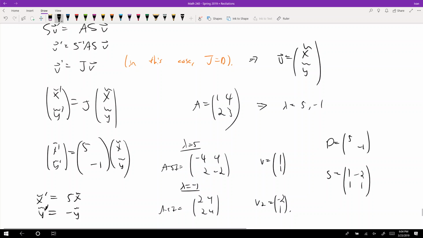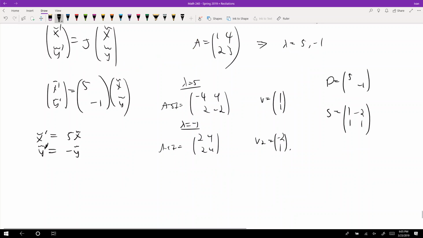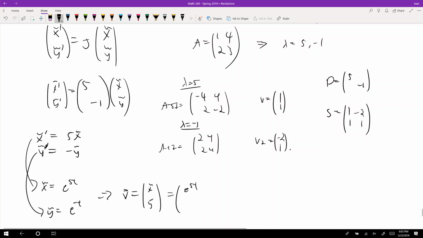So these are really easy to solve. What is X tilde going to be? E to the 5t, because if you take the derivative, you get 5 e to the 5t. So X tilde is equal to e to the 5t, and Y tilde is equal to e to the -t. And then remember, V is equal to X tilde, Y tilde, so that's e to the 5t, e to the -t.